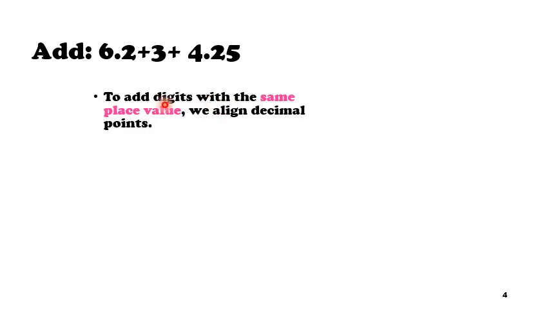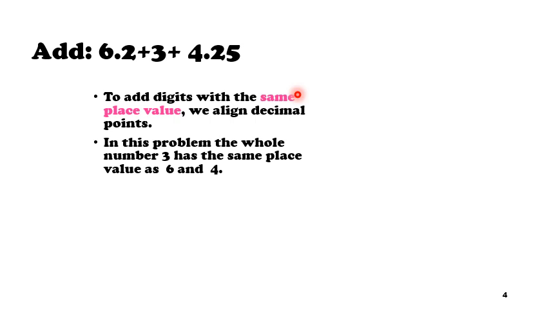I want to add 6.2 plus 3 plus 4.25. To add digits with the same place value, we align decimal points. So step number 1, we will line up the decimal points. In this problem, the whole number 3 has the same place value as 6 and 4.